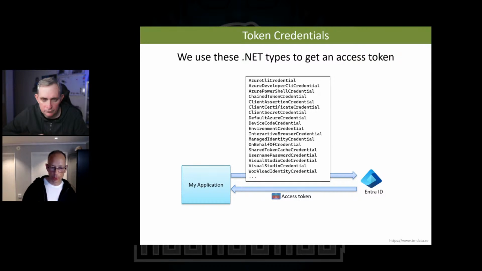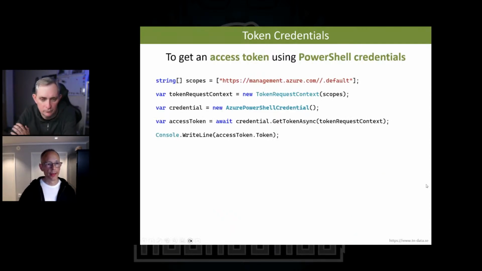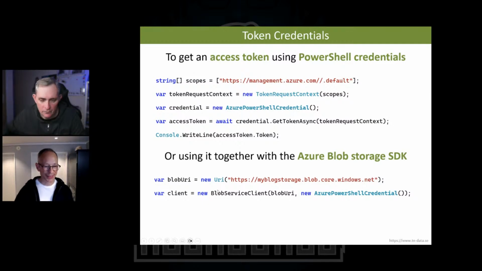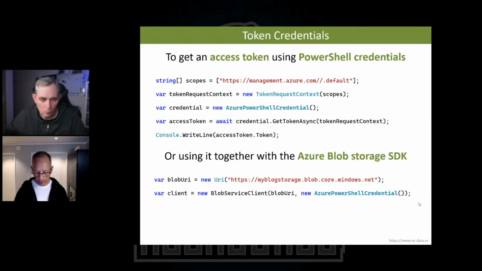And if we are developers, we have to use one or more of those credential types to get the token. So how do you do that in .NET? Well, in .NET you could, for example, use the Azure PowerShell credentials. You create the scope you want to access, and then you call GetTokenAsync on your credential, and hopefully you get a token back. Okay, that makes sense. You could also use the SDKs directly. If you use a blob service client, you can pass in a new Azure PowerShell credential, and it will look in a PowerShell environment for some credentials and use that to authenticate to your blob service. That's awesome. That works totally fine.